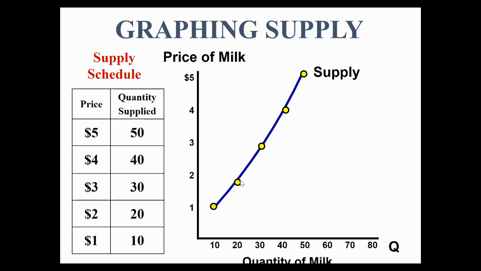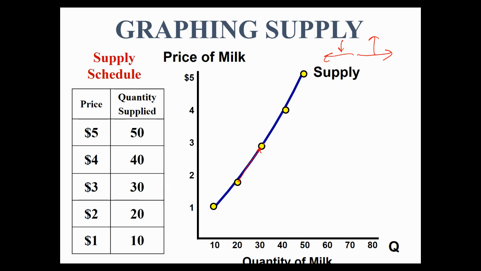Now remember, going from $2 at quantity 20 to $3 at quantity 30, that slide going from this point to this point is an increase in quantity supplied. Remember, whenever we go to the right, it's an increase. Whenever we go to the left, it's a decrease. And it doesn't matter whether it's a supply or demand curve. Anytime we go to the right, the quantity goes up. Anytime we go to the left, the quantity goes down.